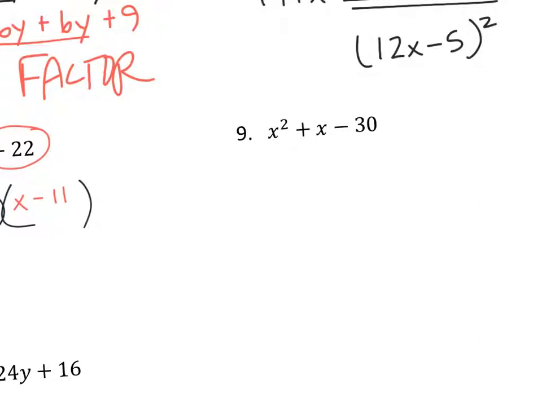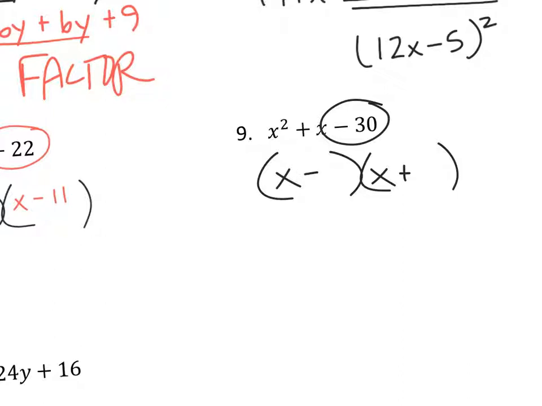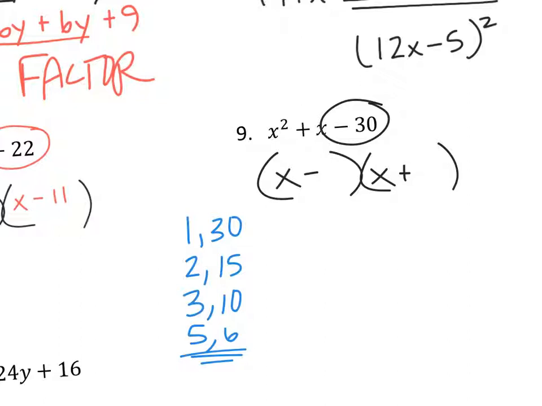Okay, number 9. Again, no greatest common factor. So I do 2 sets of parentheses, x, x. So factors of negative 30, I know one of them has to be positive, one has to be negative, that add up to 1. If they add up to 1, factors of 30 are 1 and 30, 2 and 15, 3 and 10, 5 and 6. It's got to be 5 and 6 because these are 1 unit apart. So it needs to be a positive 6 and a negative 5, because negative 5 plus 6 adds up to 1.